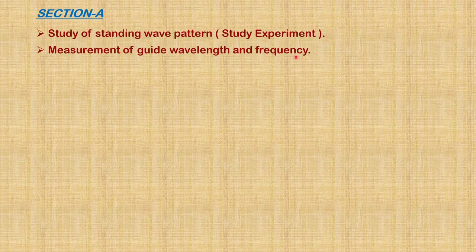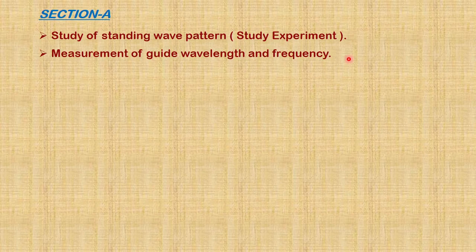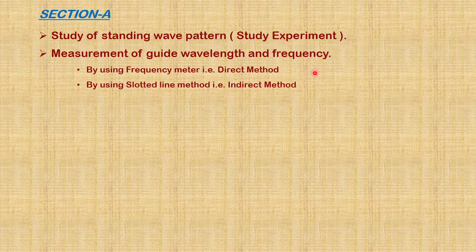The next experiment is measurement of guide wavelength and frequency. When a microwave source generates a signal, it consists of power, frequency, and wavelength. We are going to find out frequency and wavelength by using two methods, that is direct method and indirect. In the first method, by tuning the frequency meter, we find the frequency of the signal. By using this method, we are not able to find out wavelength.